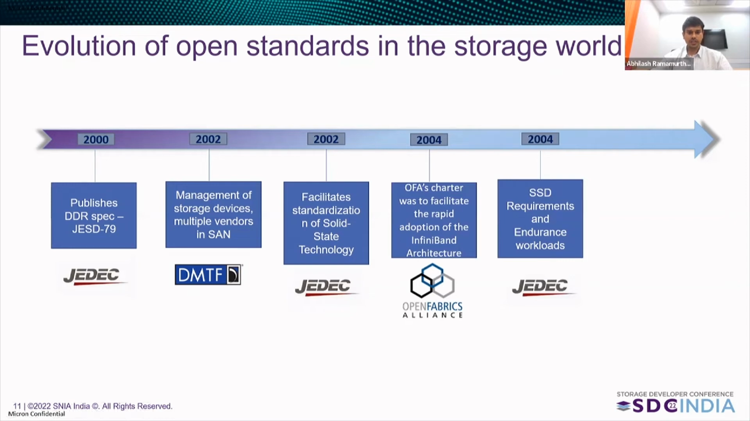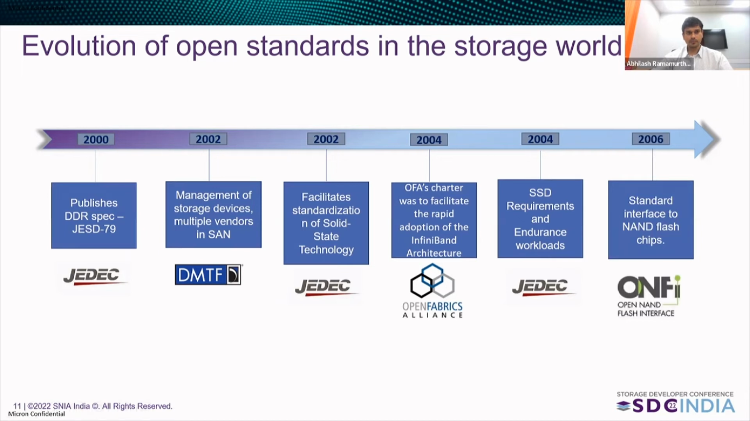In 2004, the OFA charter was to facilitate the rapid adoption of the InfiniBand architecture. JEDEC also published two standards for solid-state drives, JESD218 and JESD219, which cover the SSD requirements and the endurance test methodology, which is still followed to date. In 2006, a consortium of technology companies working to develop open NAND standards for flash communication was formed. This was announced at the Intel Developer Forum in March 2006.